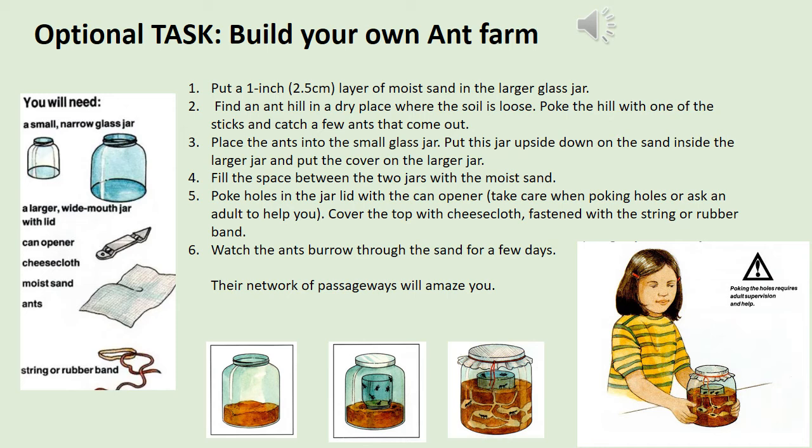You're going to poke the hill with one of the sticks to catch a few ants and then come out. And then you're going to place ants into the jar upside down. You're going to fill the space with moist sand and then poke holes into the lid. And you're going to watch how they burrow. After a few days, you should see that they'll have a network of passageways, and hopefully they'll be working together as a colony. So again, it's an optional task, but if you have these sort of things at home that you could use, or something similar, have a go at making your own ant farm.